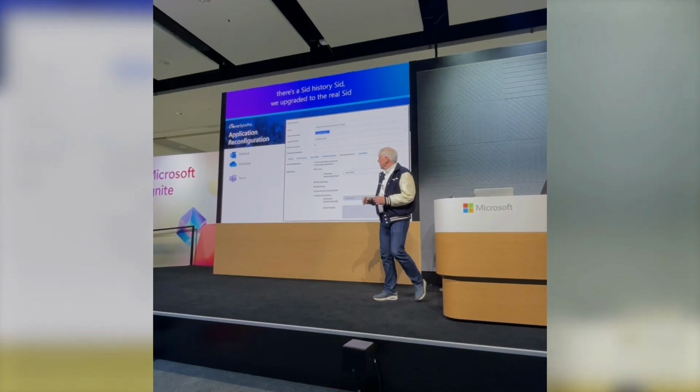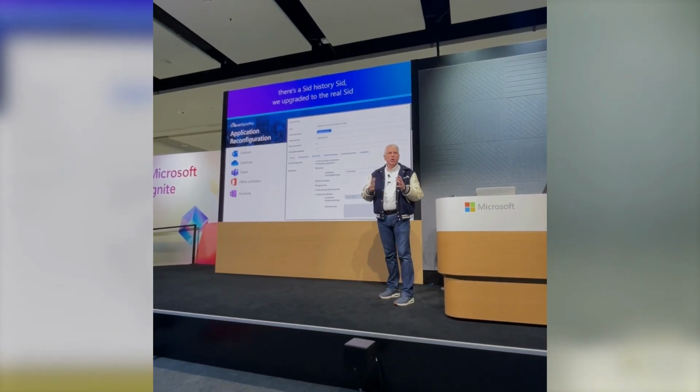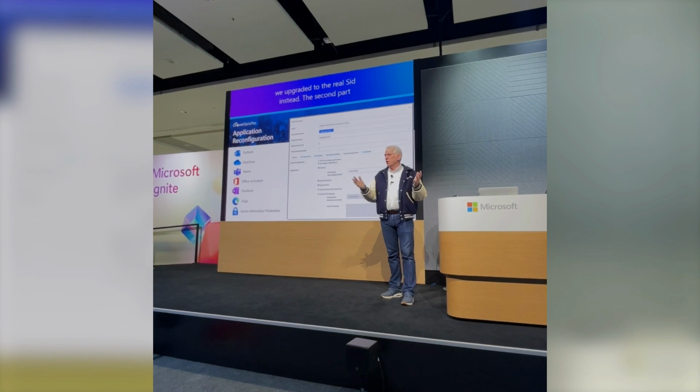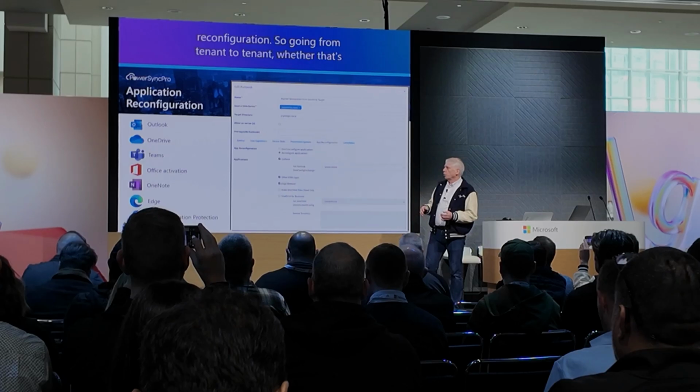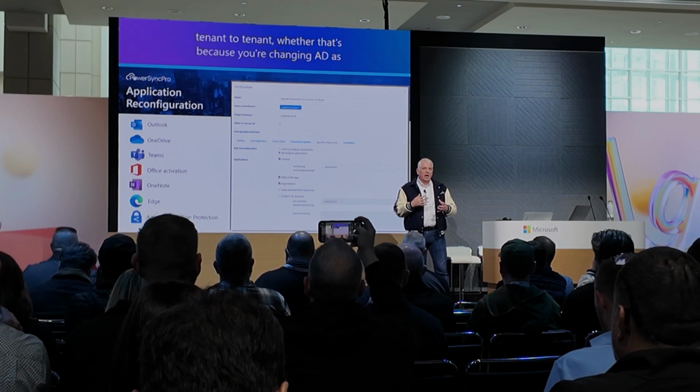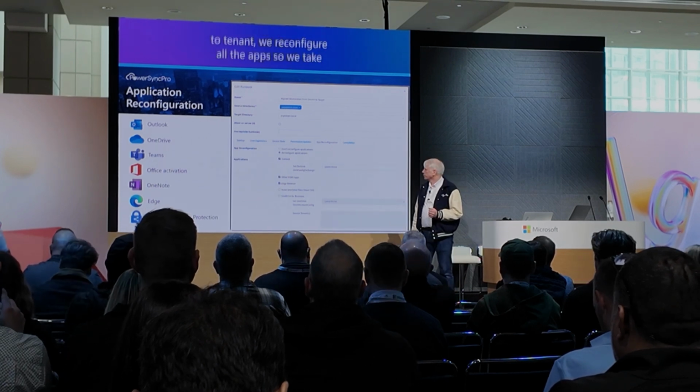The second part of the runbook is the app reconfiguration. So going from tenant to tenant, whether that's because you're changing AD as well or just a tenant to tenant, we reconfigure all the apps. So we take them back to their out-of-the-box configuration.